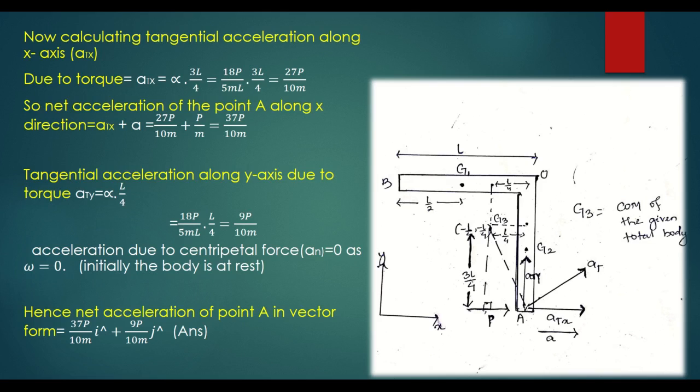Hence, the net acceleration of point A in vector form we can write as 37P by 10m i cap plus 9P by 10m j cap, which is the required solution of the problem.